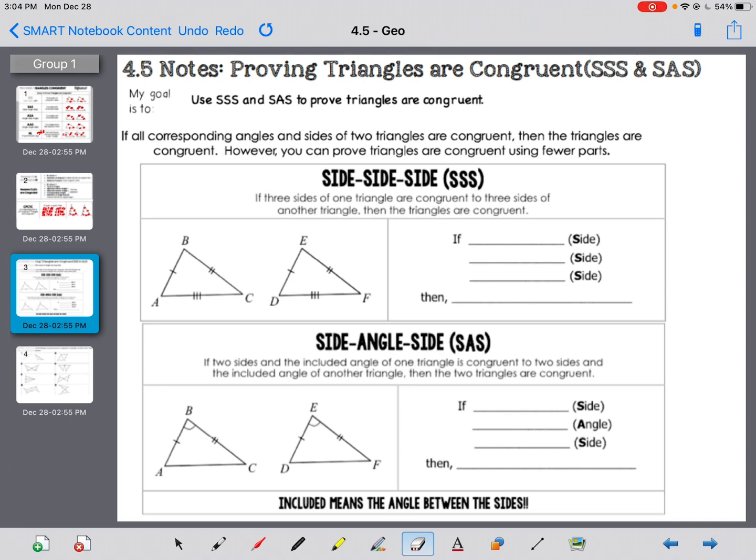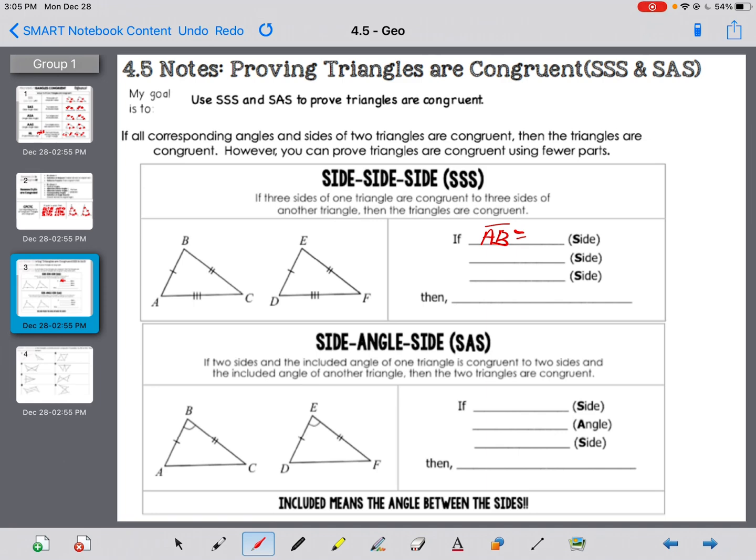If 3 sides of one triangle are congruent to 3 sides of another triangle, then the triangles are congruent. And this would follow because the side is related to the angle. So if it's a congruent length right here, it would be made by a congruent angle right here. That's how it gets us to CPCTC. But we only have to show that all the sides are the same, then we can follow that all the angles are the same.